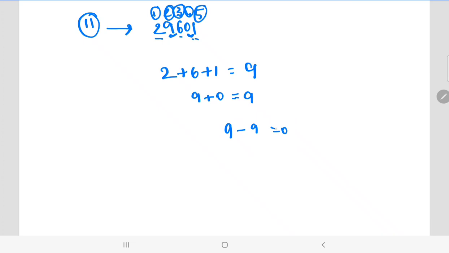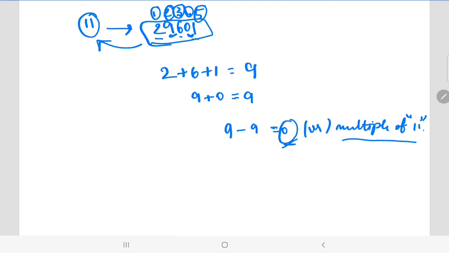Remember that whenever the final answer after this subtraction is 0 or a multiple of 11, now I already told you what is meant by a multiple, right? So whenever you do the subtraction and the final answer is 0 or a multiple of 11, then this number will be divisible by 11. So here I got the final answer as 0. So this whole number is divisible by 11.